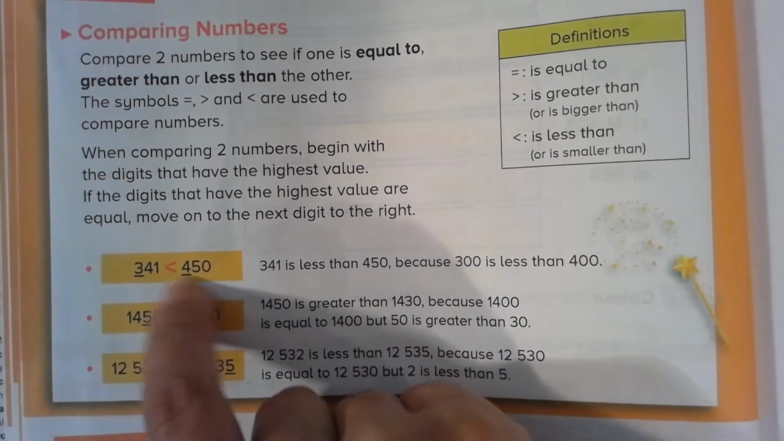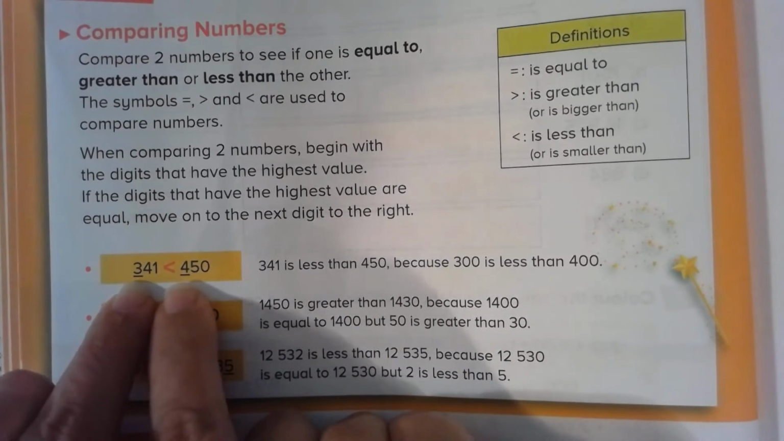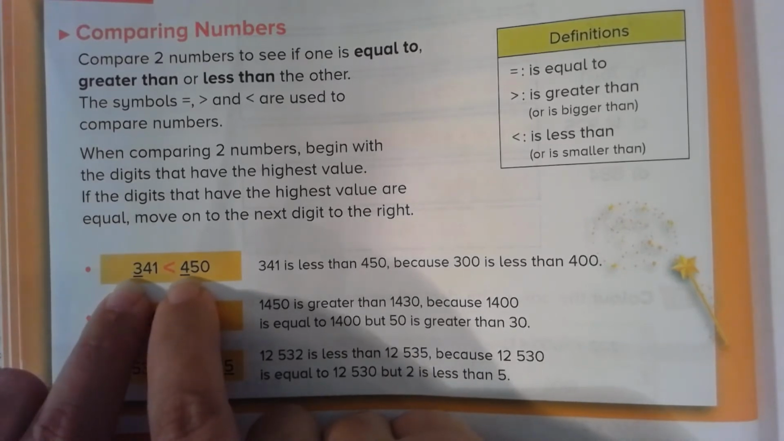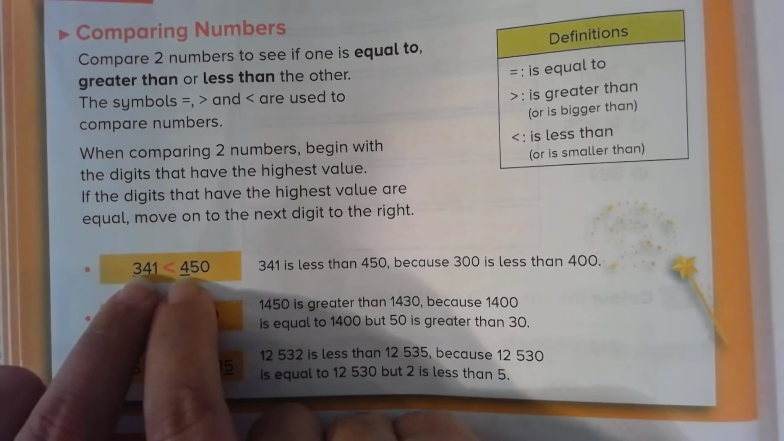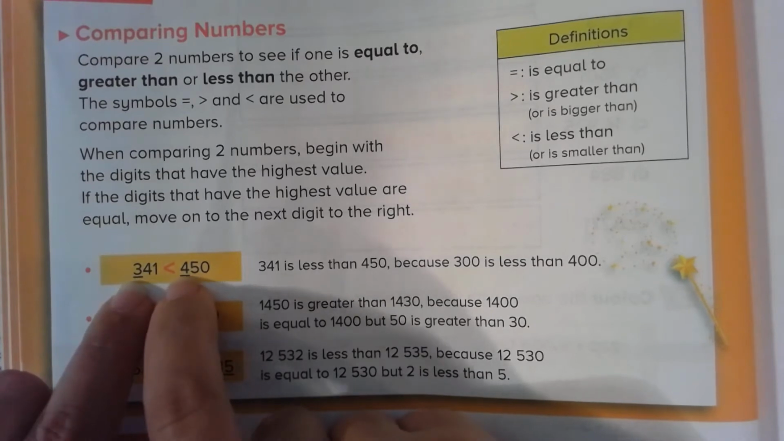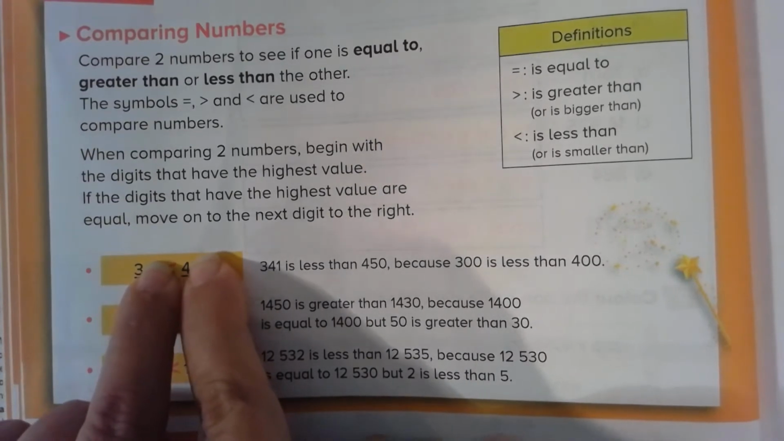Okay, so which numbers have the highest value? Oh yeah, it's my hundreds column, right? So I start with my hundreds column to see which numbers have the highest value. That makes sense to me. If the digits, so the 3 and the 4 here, have the highest value, if they're equal, then you move to the next highest value. Oh, well, thankfully, 3 and 4, I know that the 4 has a higher value because I know that 400 is worth more than 300. So I don't even have to look at the other numbers. Stop looking.